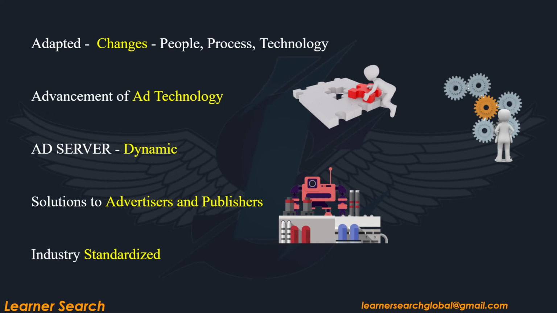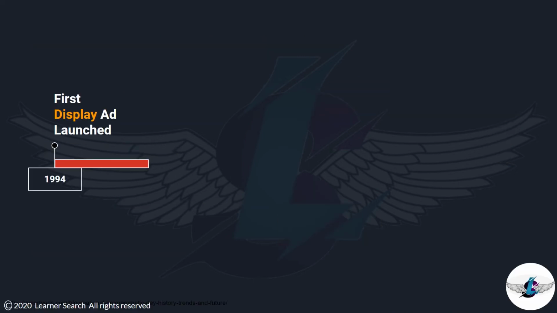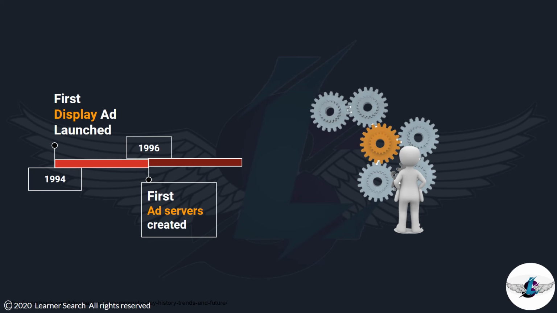During this time, the process in the display advertising ecosystem was standardized with ad sizes, dimensions, etc., which makes players in the ecosystem communicate in the same language at scale. This made the digital advertising industry grow. These ad servers were introduced in the year 1996.